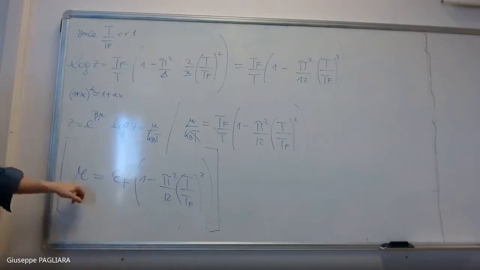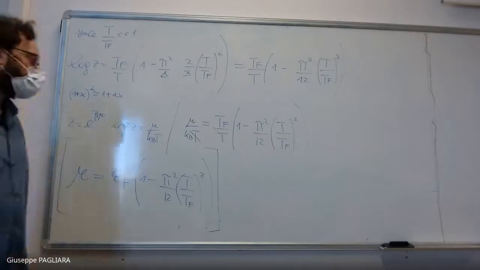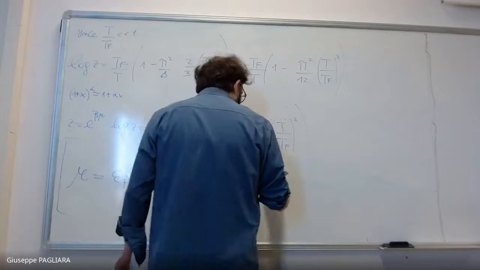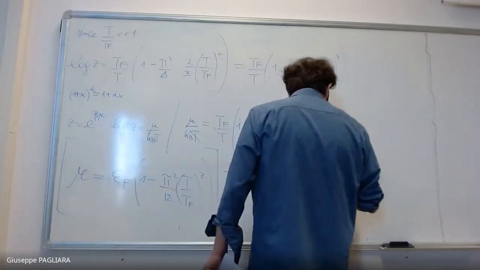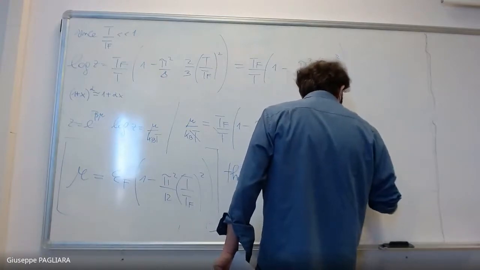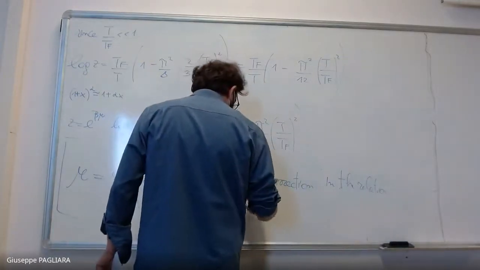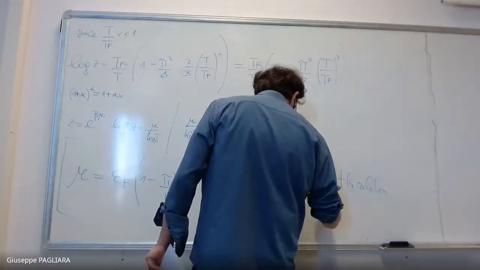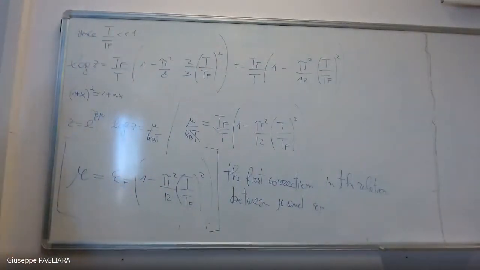So at T equals 0, mu is equal to EF, whereas at T finite but small, this is the first correction. The relation between mu and EF, and it is a quadratic correction in temperature.